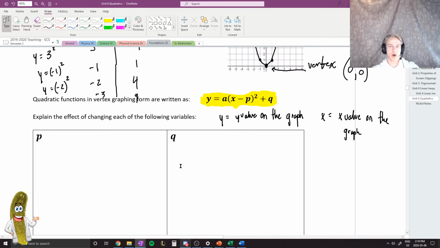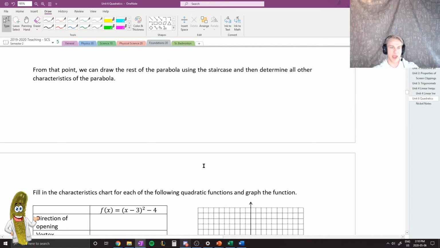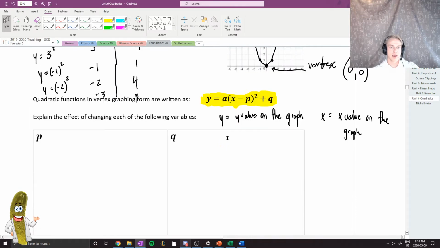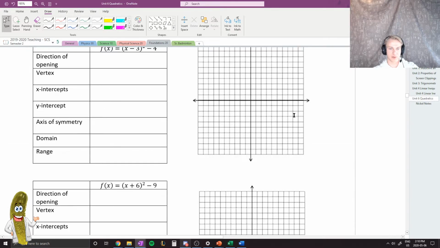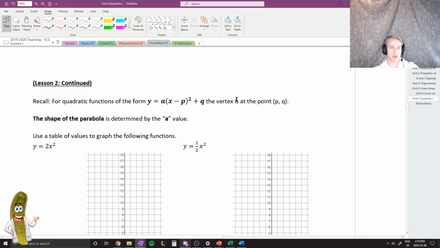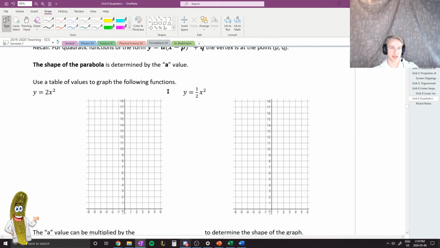P and Q are two new things that we are going to deal with, and I'll just give you a bit of a preview. All of the equations that we're going to graph today will be in this form of y is equal to a times x minus p squared plus q. All of our graphs will be in this form. We will not deal with a yet today. We will deal with a next week when we continue on lesson 2.